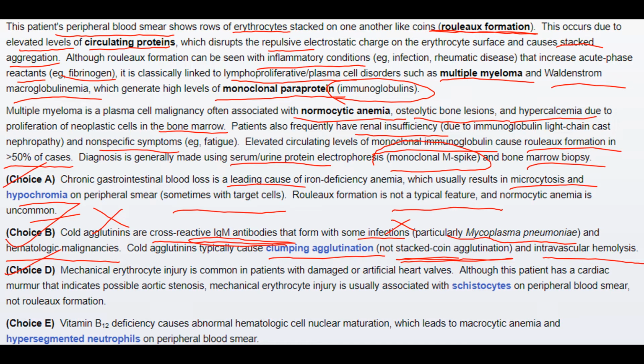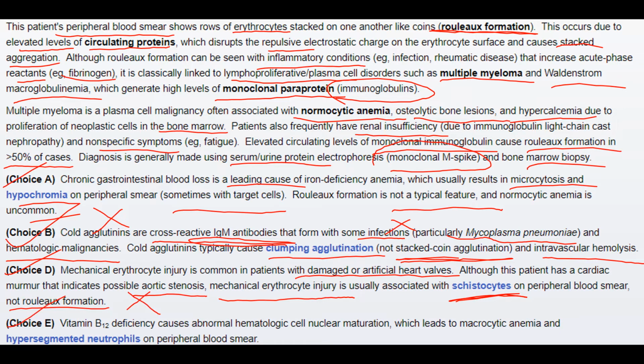In choice D, mechanical erythrocyte injury is common in patients with damaged or artificial heart valves. Although this patient has a cardiac murmur that indicates possible aortic stenosis, mechanical erythrocyte injury is usually associated with schistocytes on peripheral blood smear and not the rouleaux formation, and thus it was inappropriate.